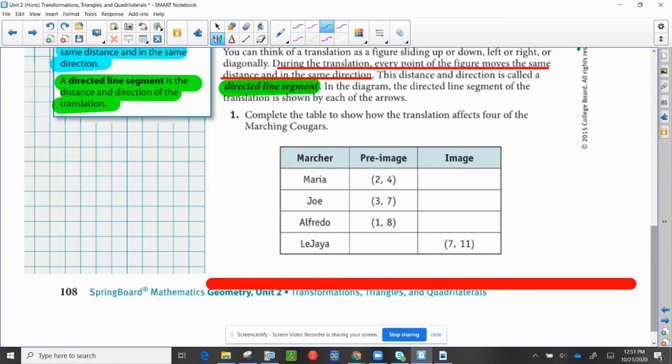So remember, the band director had them move 2 yards to the right. So we're going 2 right. And then 4 yards up. So go ahead and fill in this table. So Maria's new spot, if she went 2 to the right, would be at 4. And then up 4 would be at 8. So they showed us that X on the graph. But go ahead and fill that in for the rest of the people. Joe, Alfredo, and Lejea, I guess we'll say. Now Lejea, though, they gave you the image, and they want the coordinates for the pre-image. So just be careful on that one. So go ahead and fill in that table. Take a second there.